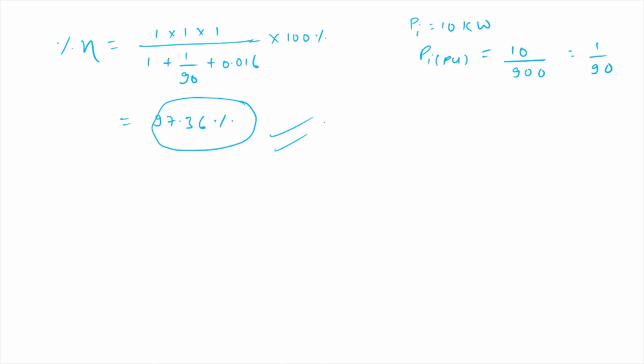97.36 percent, and it was asked in GATE 2018 and it is a very important question. We should solve more questions on this topic or this formula based on three phase. You should be good at the basics of star and delta, then it would be fine.